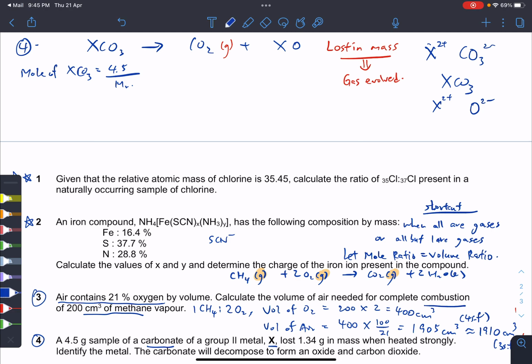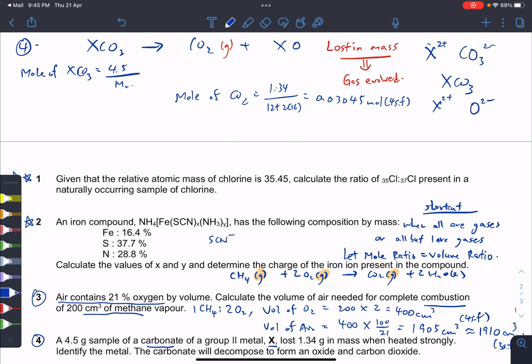Cool. So that means I can find my mole. Mole of CO2 is actually just 1.34 over the Mr, which in this case is 12 plus 2 bracket 16, equivalent to 1.34 divided by 44, 0.03045 mole, 4 SF.